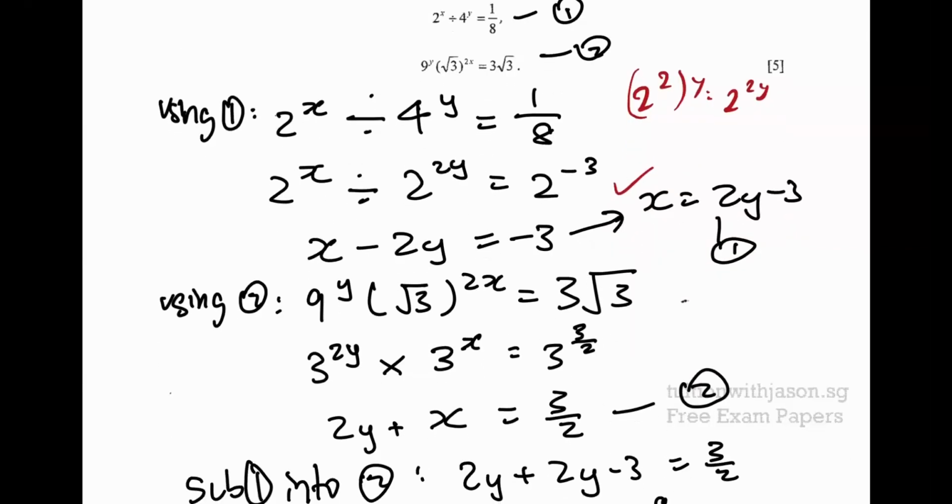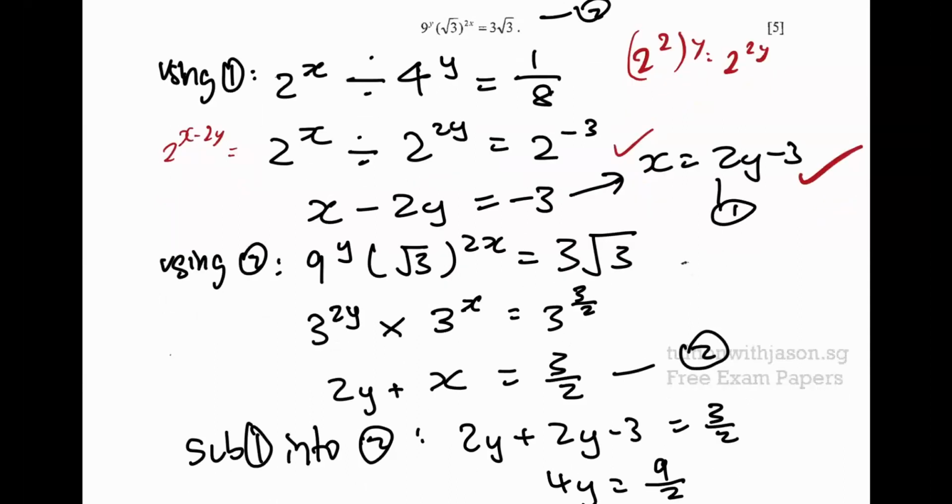You have 2 power x divided by 2 power 2y, which is 2 power x minus 2y. Same base, different power. You divide, you subtract the power. Okay, so you get x minus 2y equals the power negative 3. Good. So from there, you get x equals 2y minus 3. Okay, good. Then from equation 1, you can sub into 2. Right, so you get 9 power y times root 3 power 2x equals 3 root 3.